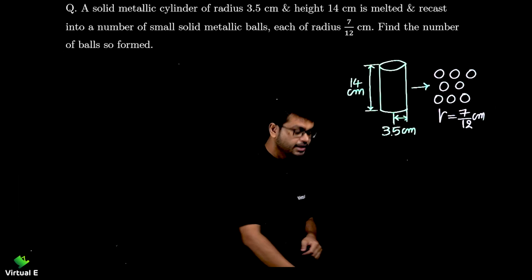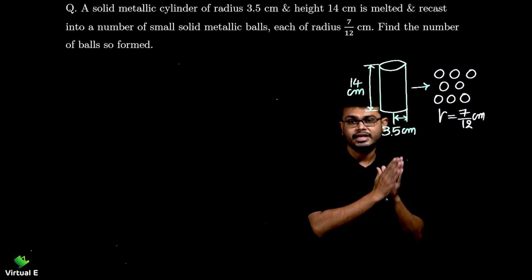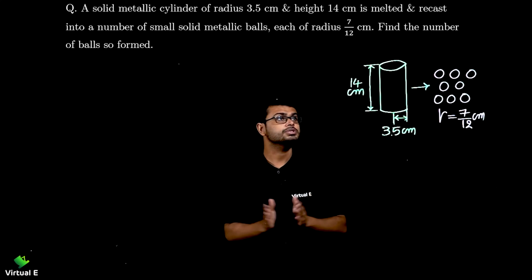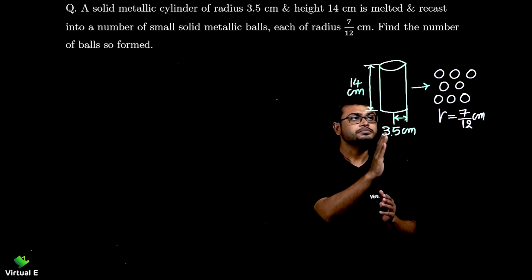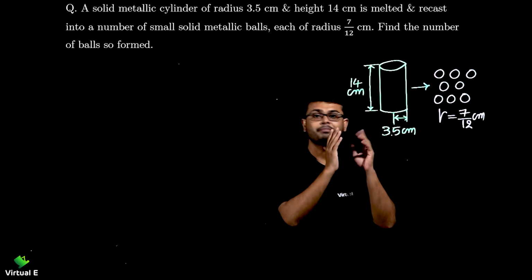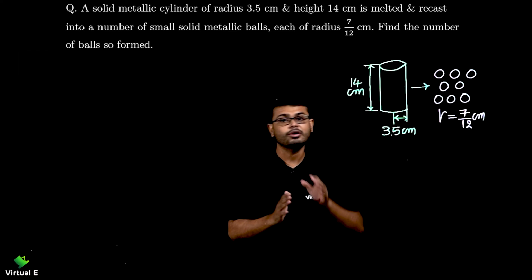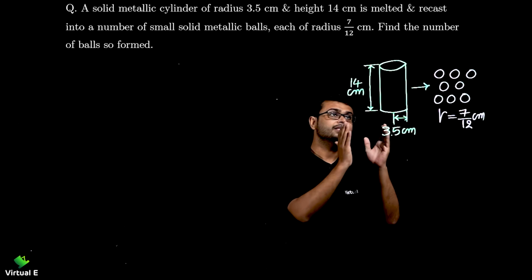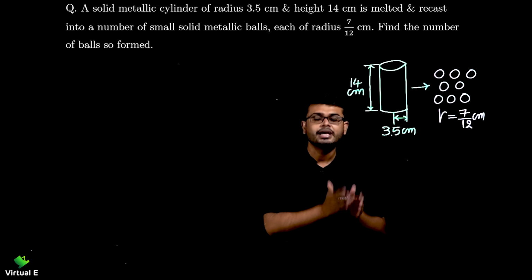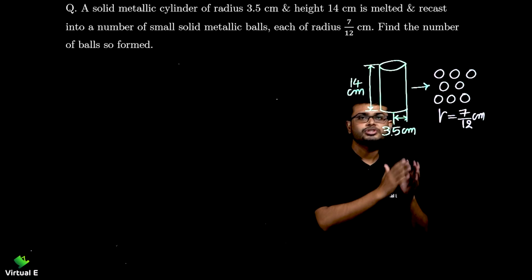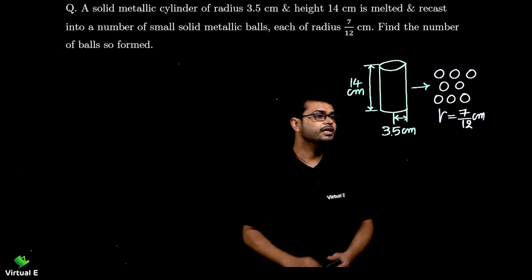So we need to find how many balls can be formed. Very simple question. So we can again deal with the volume only. We are melting, we are recasting, we are changing the shape. Remember, we are not removing anything, we are taking the same volume, melting it and recasting it, changing the shape. So first of all, let's write the information.